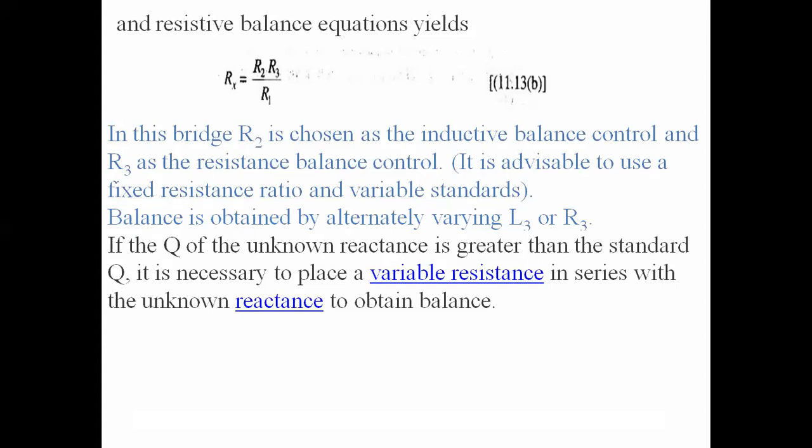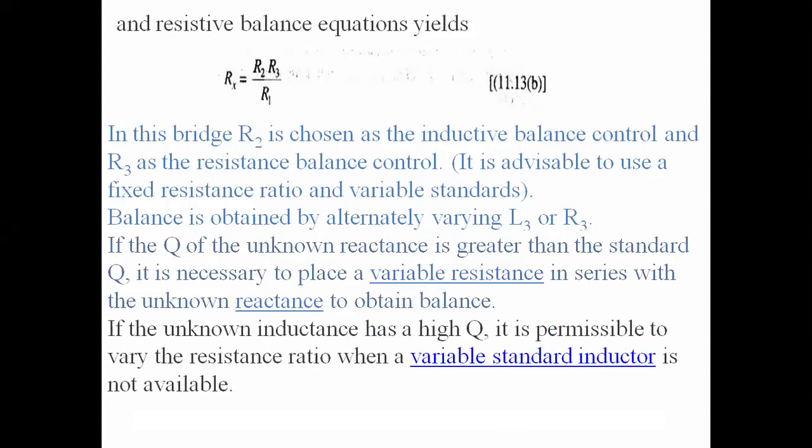Generally we can measure the quality of the given inductor using the quality factor. That is represented by Q. Q is the quality factor, and it is associated with the inductor coils. When we measure the unknown reactance, if the Q of the unknown reactance is greater than the standard Q, it is necessary to place a variable resistance in series with the unknown reactance to obtain the balance. If the unknown inductance has a high Q, it is permissible to vary the resistance ratio when a variable standard inductor is not available.